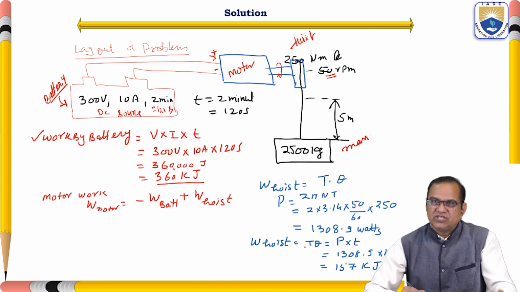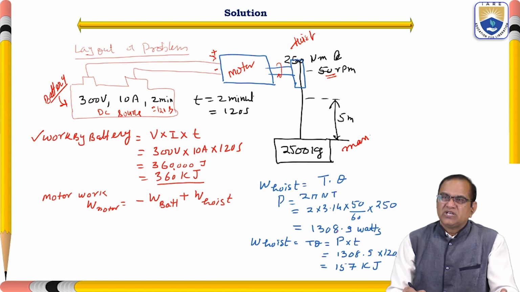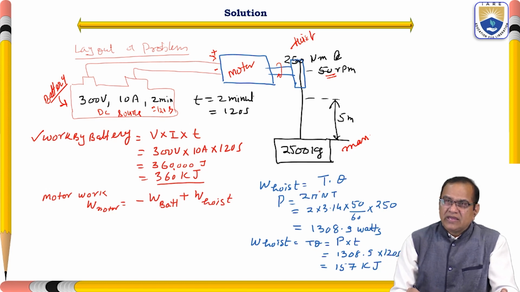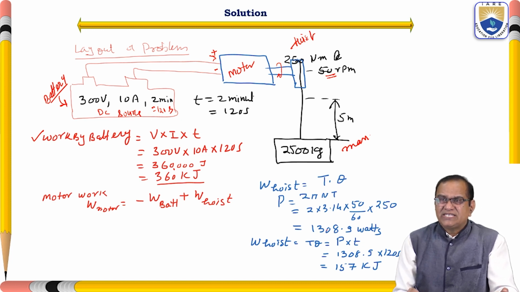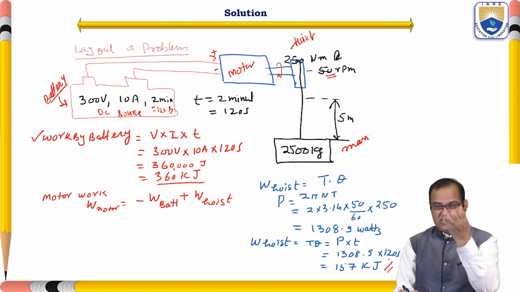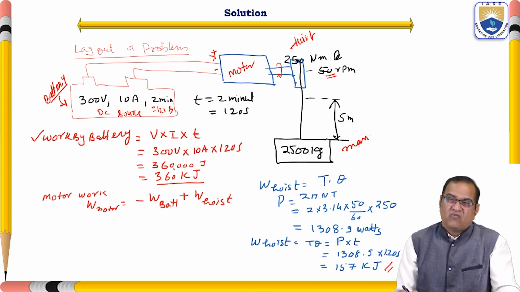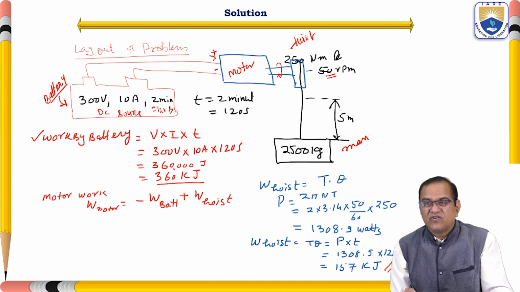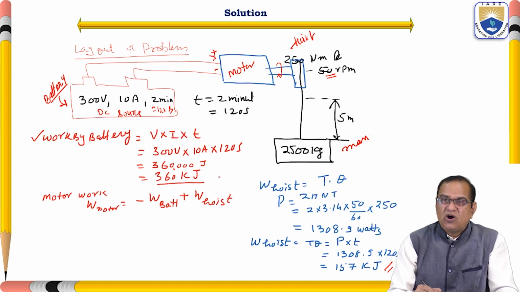So work of hoist is equal to T into theta, so we can write this is equal to P into t, and we have got 1308.9 watt into time 120 seconds. So we will get 157 kilojoule. So work obtained for the hoist is 157 kilojoule. So this we have achieved. This one we got, this one also we have got.